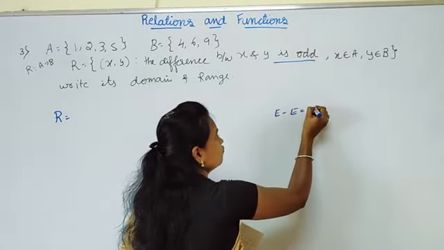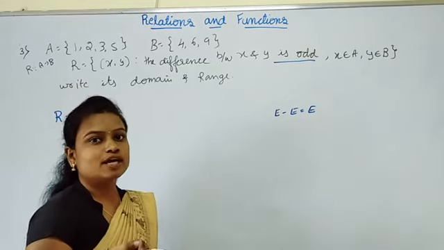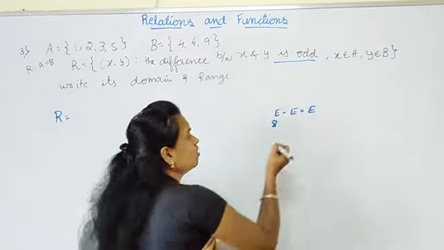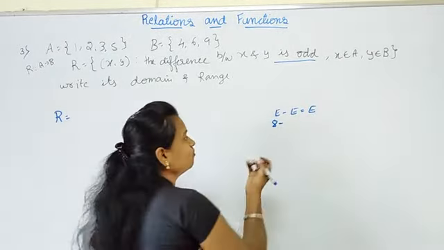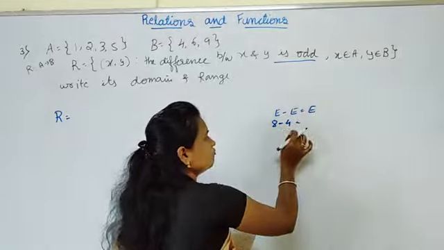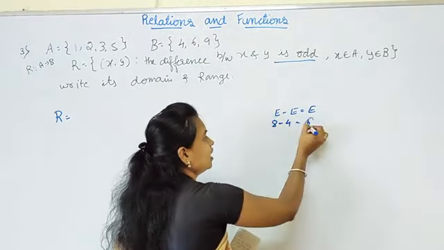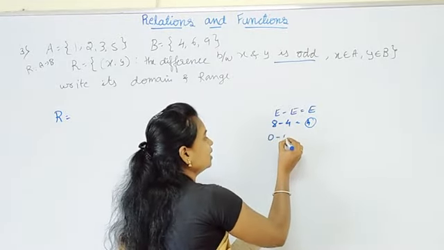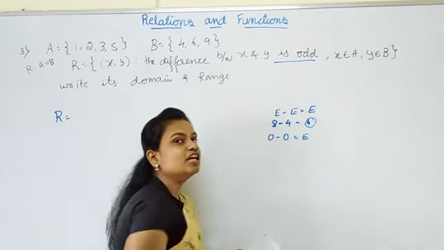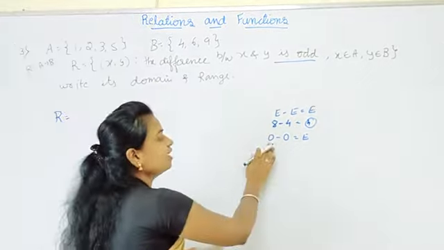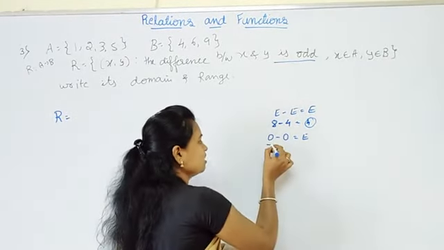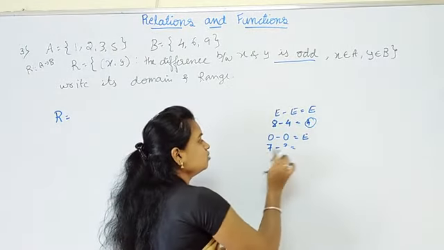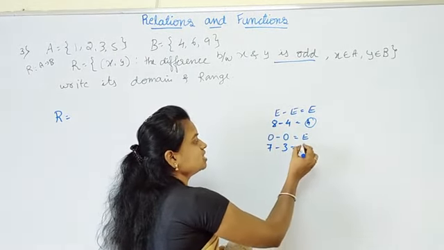Even minus even, we get again an even number. So for example, take any even number 8, minus another even number, for example 4. So the difference of 8 minus 4 is 4. Again we get an even number. Similarly, odd number minus odd number, again we get an even number also. Because you can take any odd number, for example 7, minus another odd number 3. So the difference of 7 minus 3 is equal to what?